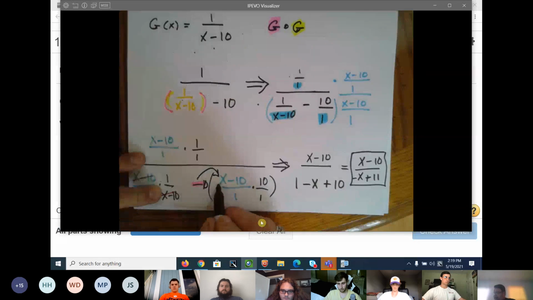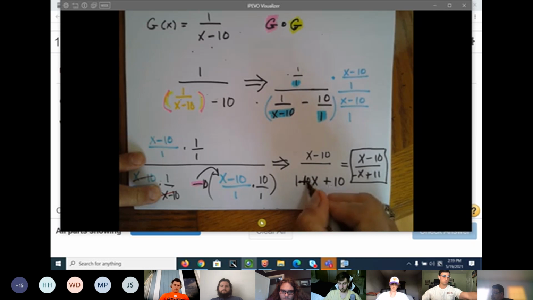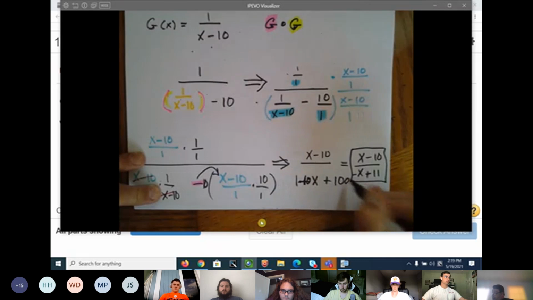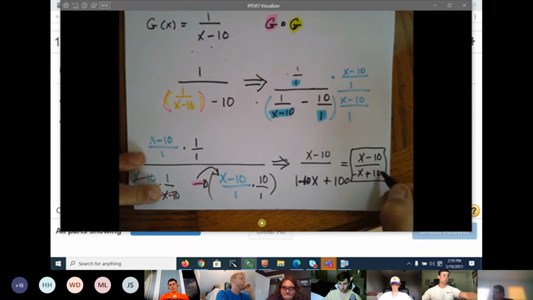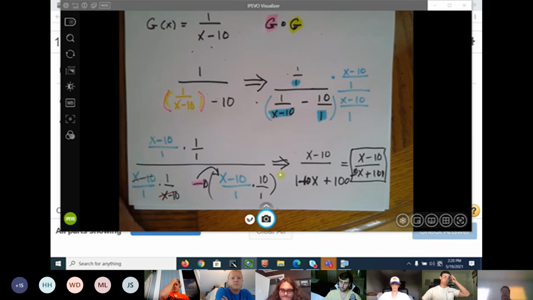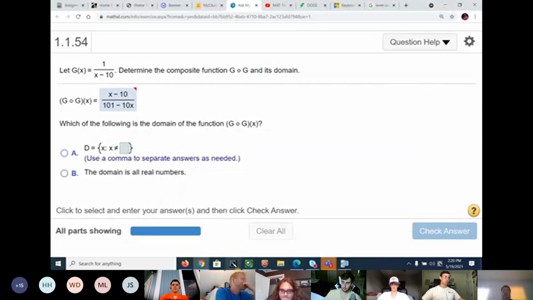And that would be negative 10x, negative 10x, negative 10x, and negative 10 times negative 10 is positive 100. And that would be negative 10x plus 101. Is that what they got? My bad. I was so focused on the negative, I forgot about the 10. x minus 10 over 101 minus 10x. Yeah, that's the same answer.